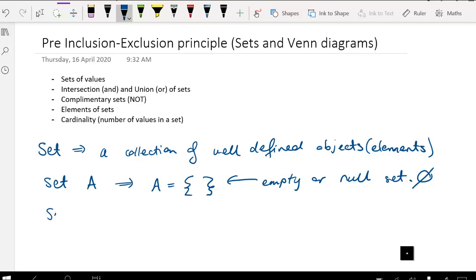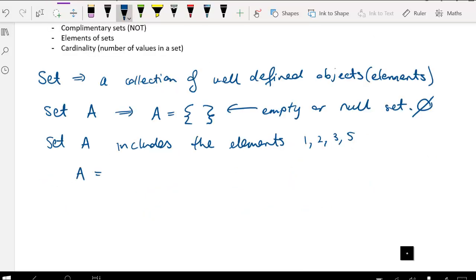So if we were to say set A includes the elements 1, 2, 3, and 5, then we'll be able to say that A is equal to the set containing 1, 2, 3, and 5. Okay, so pretty straightforward. Essentially what we're saying is that a set is a collection of well-defined objects, elements, and it's very easy to express that mathematically. Now, we can also say 1, 2, 3, and 5 are elements of the set A. So this is telling us that these 4 things are elements of set A. This symbol here means elements.